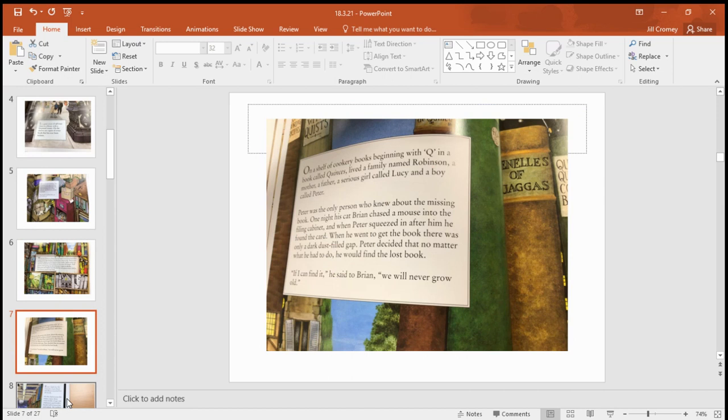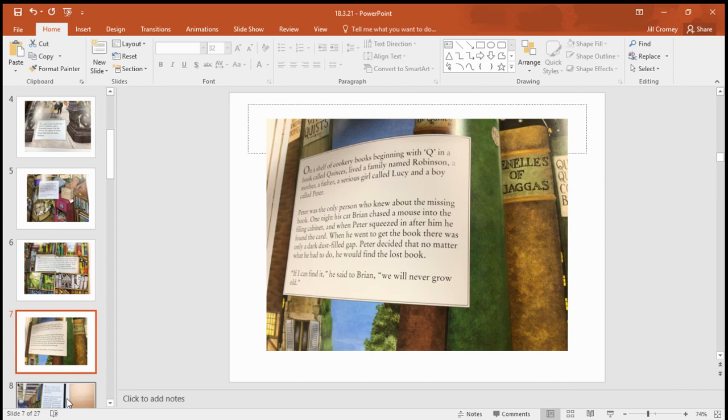On a shelf of cookery books beginning with Q, in a book called Quincy's, lived a family called the Robinsons: a mother, a father, a serious girl called Lucy, and a boy called Peter. Peter was the only person who knew about the missing book.